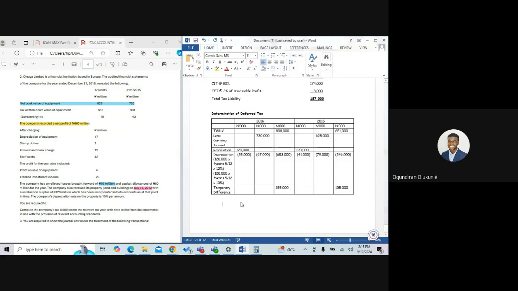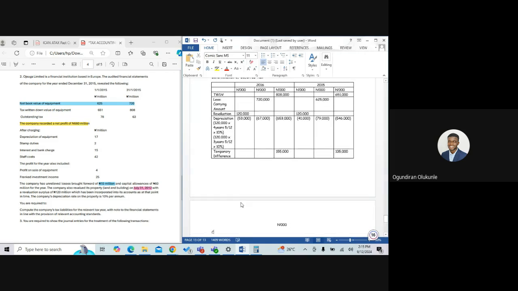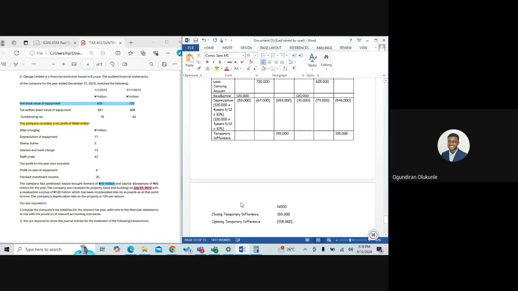So the two is called temporary difference, right? The next thing we want to get is our net temporary difference, right? So our closing temporary difference is how much? 155,000, right? And then the opening temporary difference is how much? 105,000, right? And in that case, are we together?